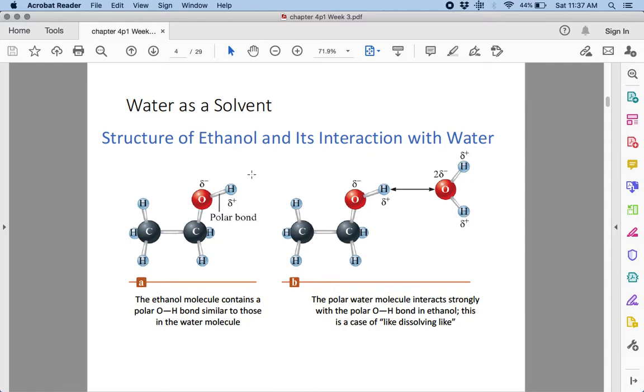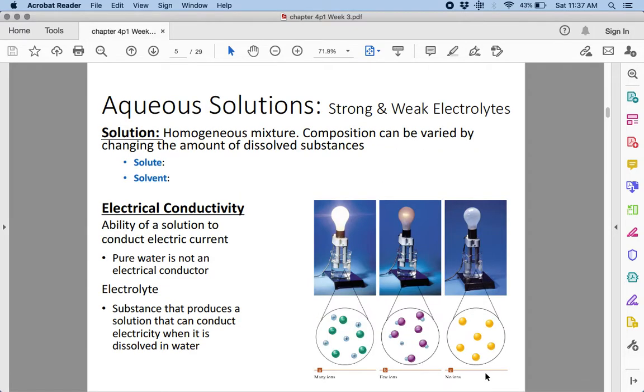So what we're talking about here is a covalent compound, right? This is not ionic. There's 2 carbons, 6 hydrogens, and an oxygen. There's no ionic compound, metal, non-metal going on here. But we know that water will dissolve this, and we see that it's an interaction because they're both polar. We will learn more about this concept of like dissolves like later in the semester.